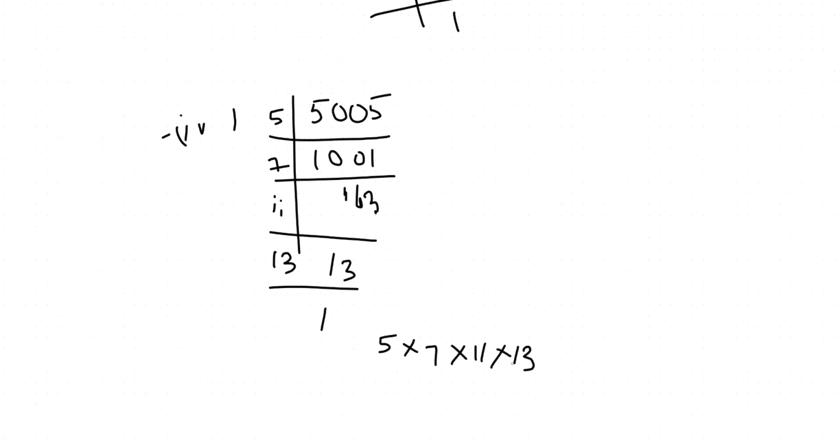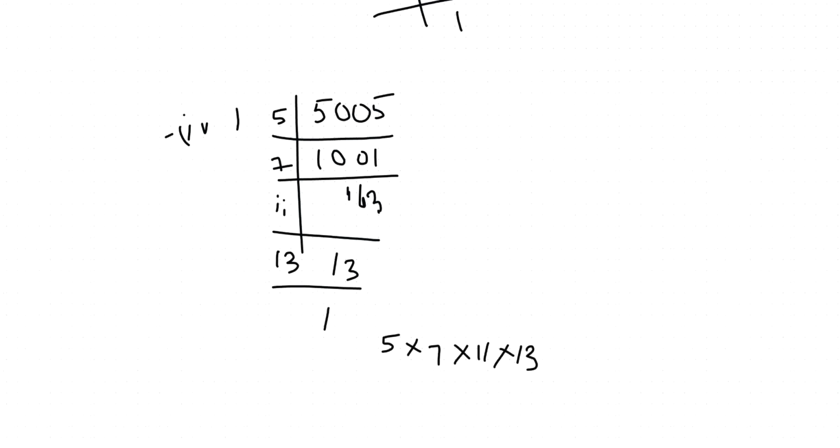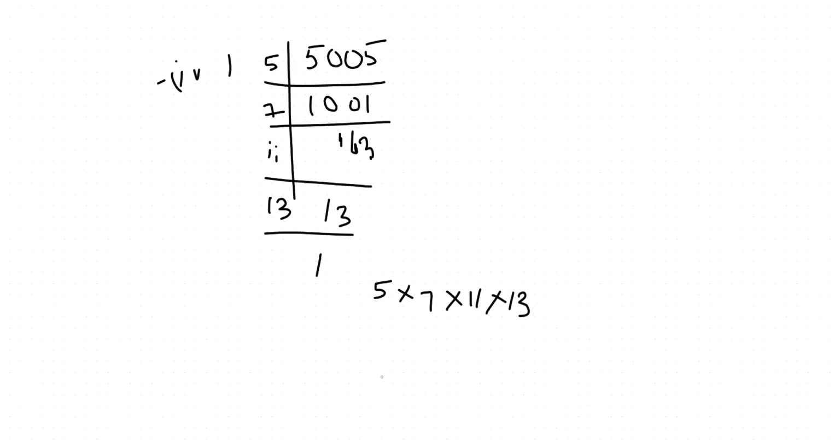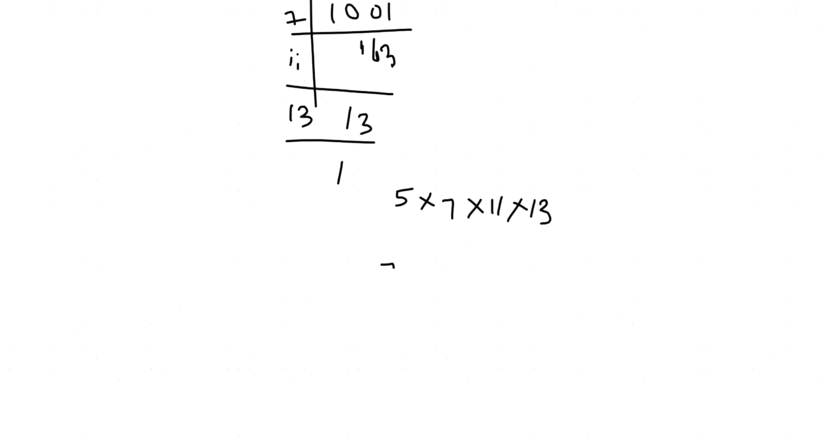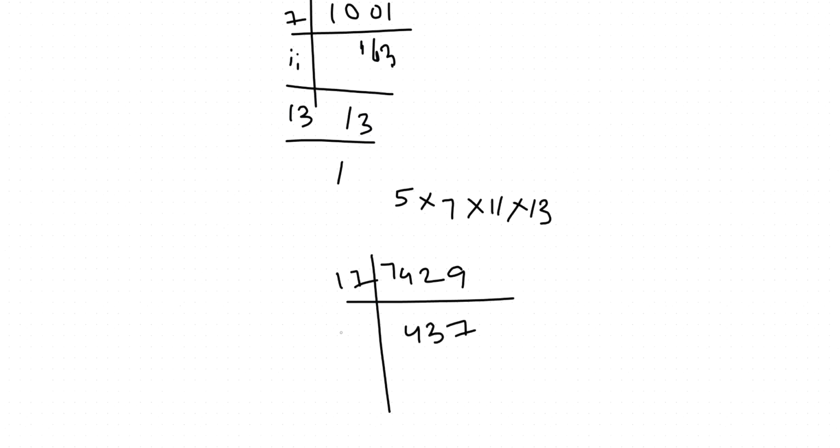And the last part is we need to find the prime factorization of 7429. 7429 का prime factorization के लिए we'll divide it by 17. So we'll get 437. Then we can divide it by 19. We'll get 23, and then by 23. So we'll get 1. The prime factorization of 7429 would be 17 into 19 into 23.